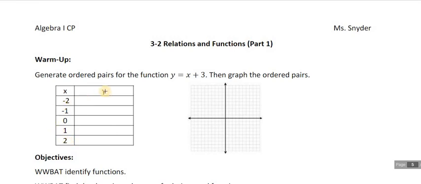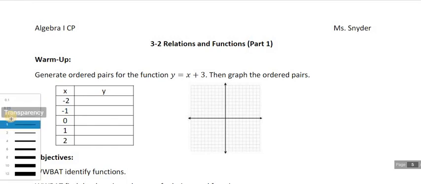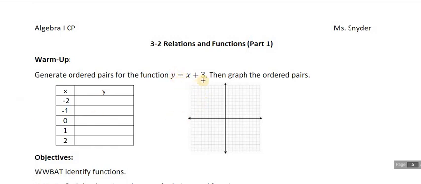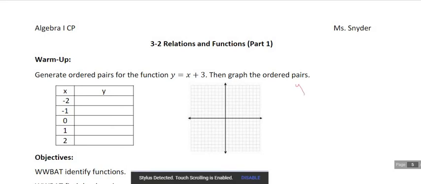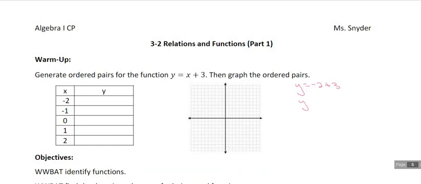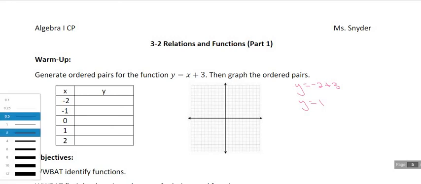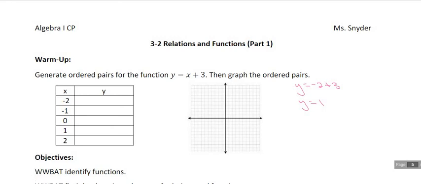So in order to figure out the y's, we're going to take each of these x values, substitute them into our function, and then figure out what the associated y would be. So for example, if I'm plugging in -2 for x, I would write y equals -2 plus 3. So then that gives me y equals 1. So when x was -2, it gave me a y value of positive 1.